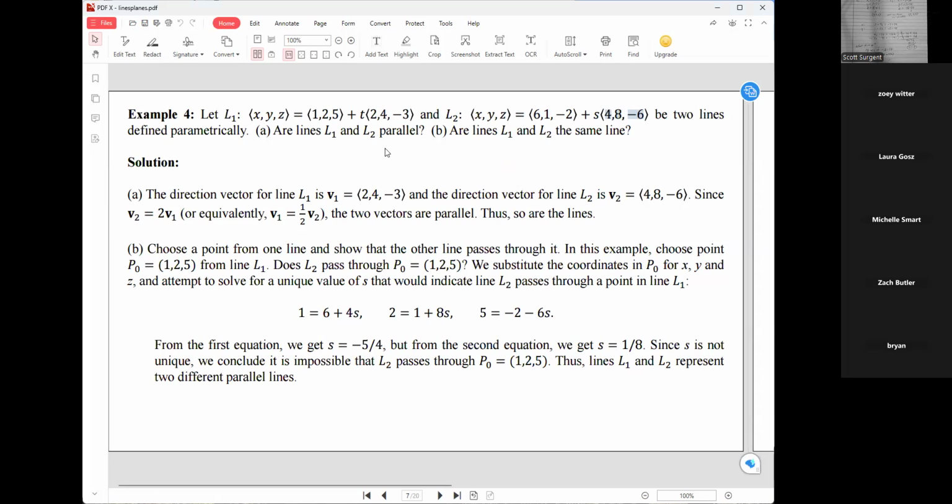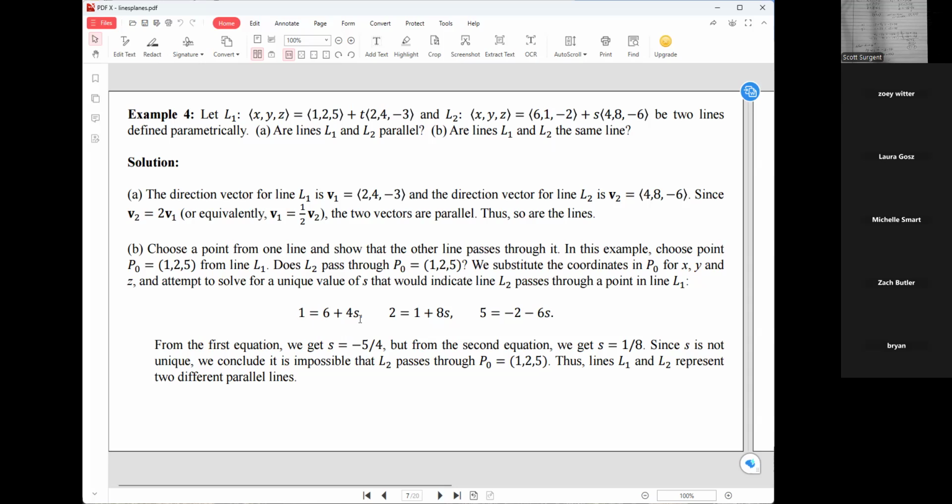The second one is kind of like what I did before. There's a couple ways to do this, but for example, what I did on this one is I picked 1, 2, 5. I know that's a point on the first line. And so basically I try to force it to work. If L1 and L2 are the same line, they should pass through 1, 2, 5. So let's try to make L2 pass through 1, 2, 5. I just force it. I set 1 equal to 6 plus 4s, 2 equal to 1 plus 8s, and 5 equal to -2 minus 6s.